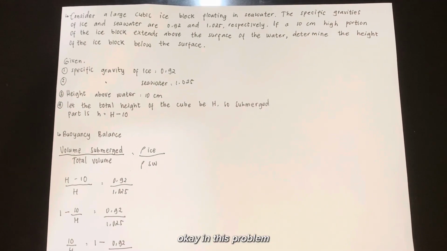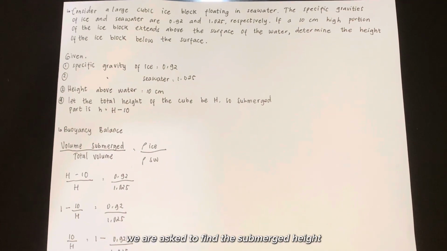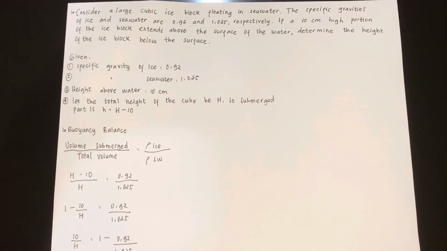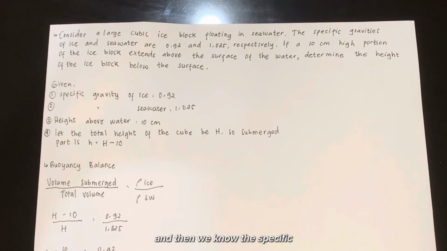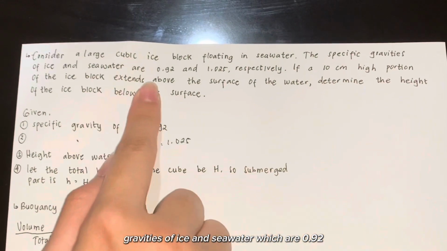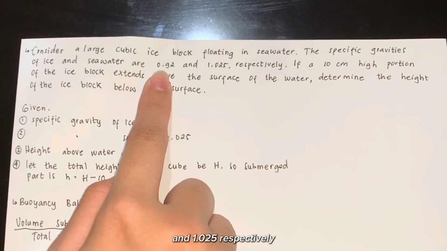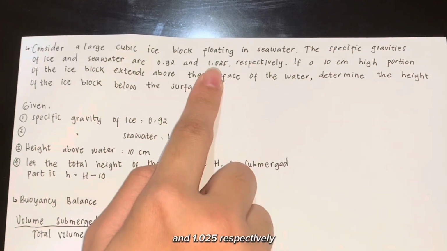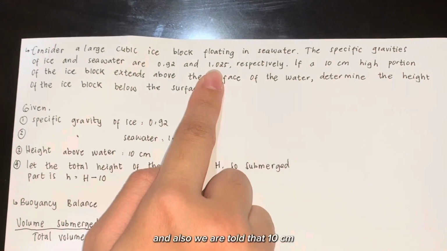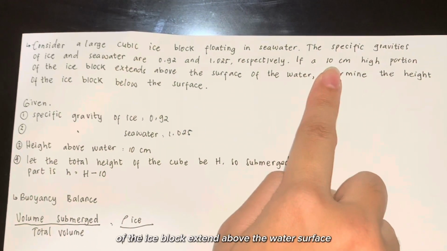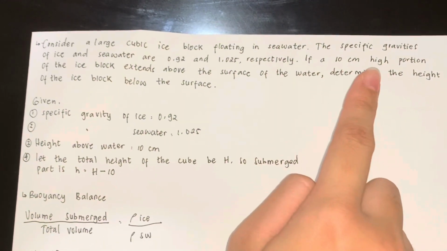Okay, in this problem, we are asked to find the submerged height of a large cubic ice block floating in the seawater. And then we know the specific gravities of ice and seawater, which are 0.92 and 1.025 respectively. And also we are told that 10 centimeters of the ice block extend above the water surface.